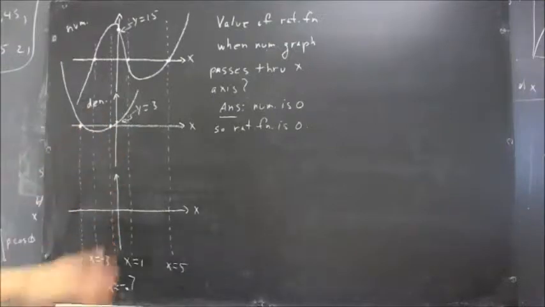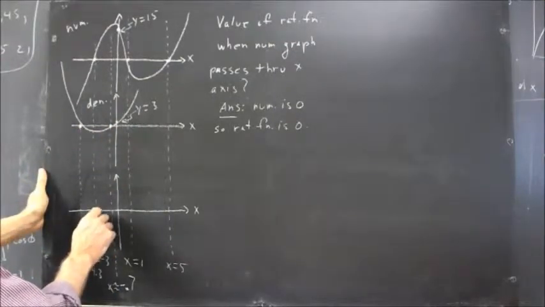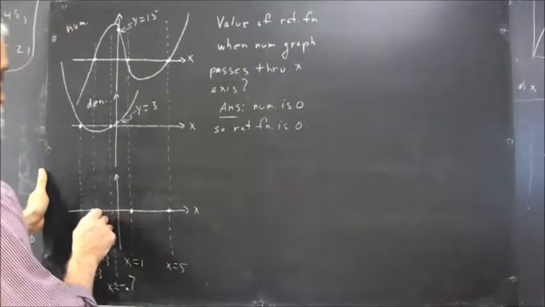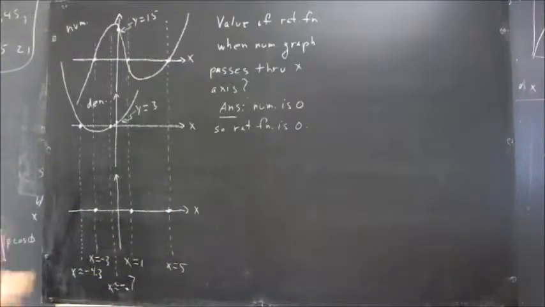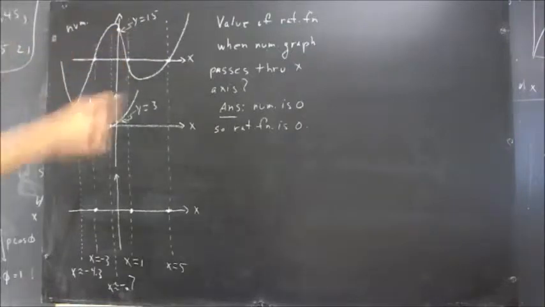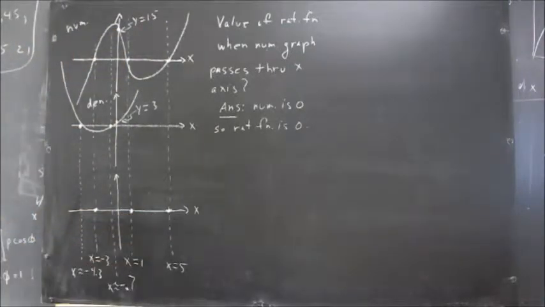So at any point where the numerator passes through the x-axis, the graph of the rational function, which is what we're going to put down here, has to pass through the x-axis, meaning that the rational function is going to have zeros here, here, and here. Now, you already know that it does have zeros at these points from another analysis, but if you just had this graph and this graph, you would be able to conclude that those are going to be zeros.